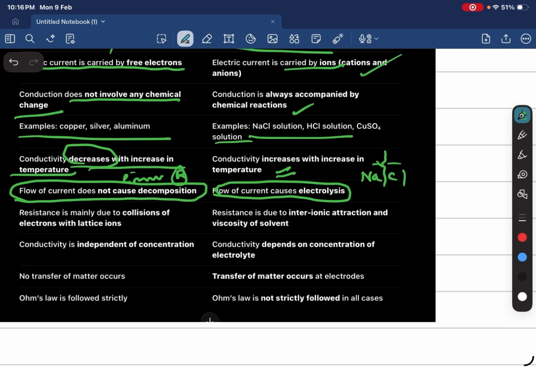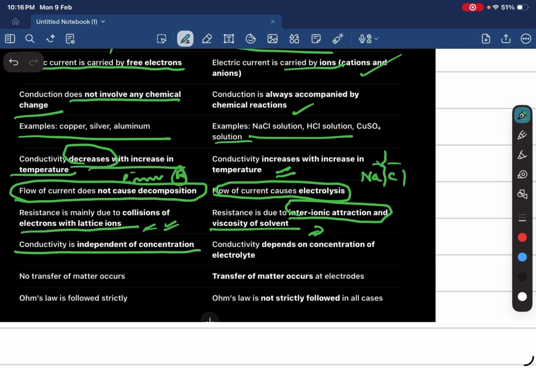In metals, resistance is mainly due to collision of electrons with lattice ions. Same ions will repel, opposite ions will attract. In electrolytes, resistance is due to inter-ionic attractions. Sorry, in metals resistance is mainly due to collision of electrons, because electrons are the main current carriers in metallic conductors. But here, ions decide the resistance. Conductivity is independent of concentration in metallic conductors because no matter is involved. Conductivity in electrolytes depends mainly on the concentration of the electrolyte. This is a very important point.